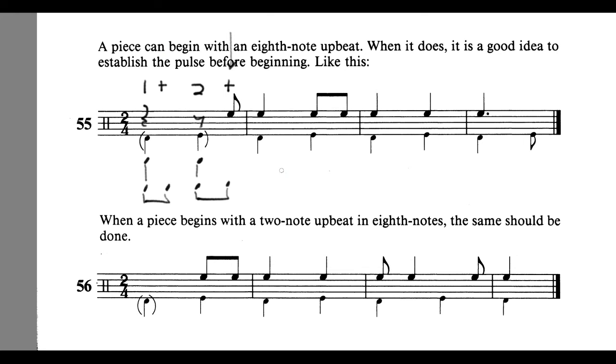Ta. We would say ta right here on the and of 2. The only difference is none of this is written out. It's just implied. So if I were to perform this with my metronome, I probably would give myself a measure or two of counting out 1 and 2 and 1 and 2. But instead of saying that last and, I would begin with my pickup, ta. 1 and 2 and 1 and 2. Ta, ta, ta, ta, ta, ta, ta. It's as simple as that.